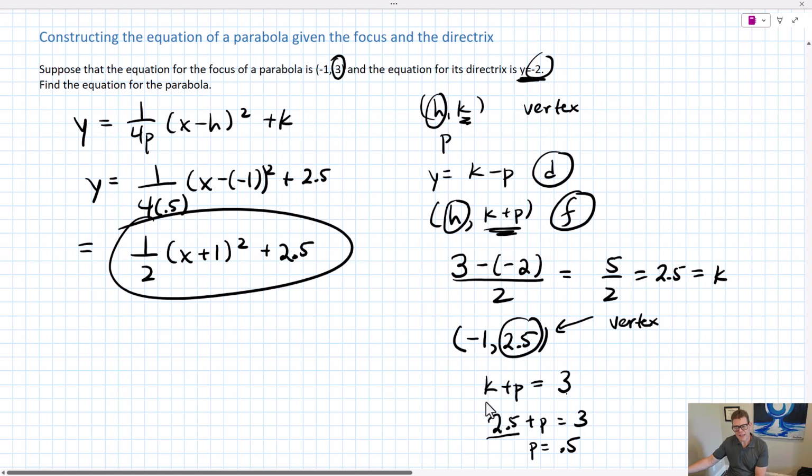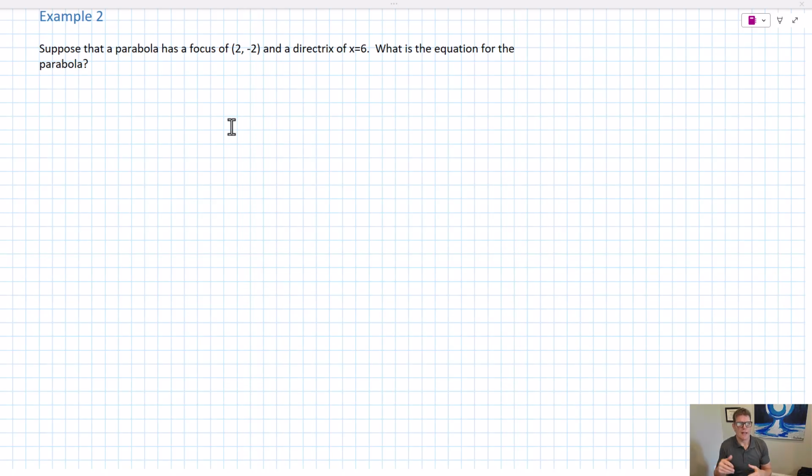Once we've found the value for K, then all we've got to do is plug it in for the equation for the focus, right? We've got K plus P equals, and you know what that Y value is for the focus, and then we'll plug in K. In this case, we've got 2.5 plus P equals 3, so that gives me P equals 0.5. And that's how we find the equation for a parabola if we're given the focus and the directrix. Let's take a look at another example.